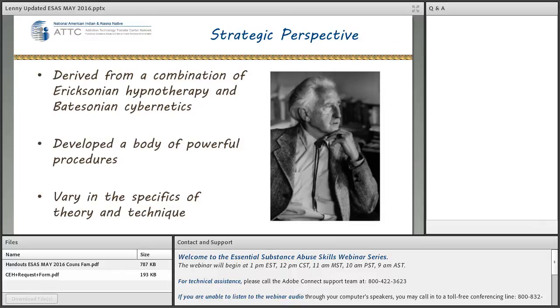Strategic perspective, derived from a combination of Ericksonian hypnotherapy and Batesonian cybernetics, developed a body of powerful procedures. They vary in the specifics of theory and techniques.